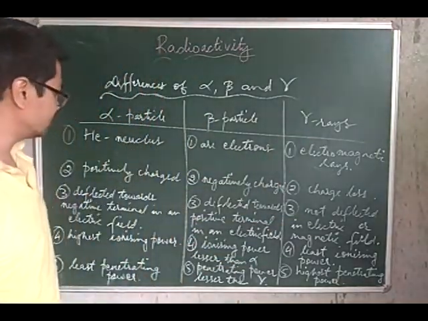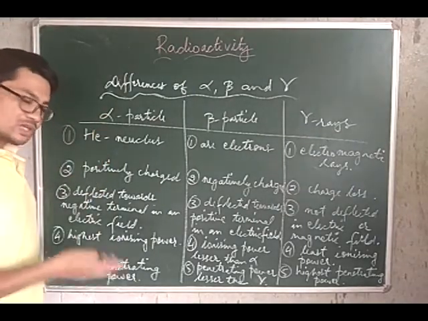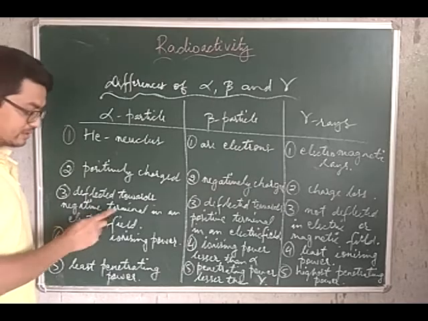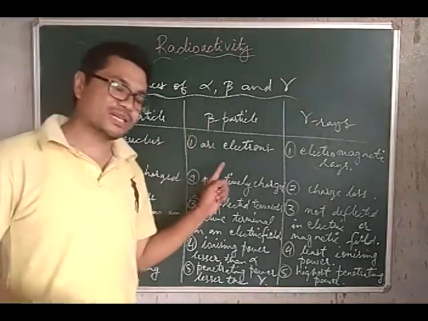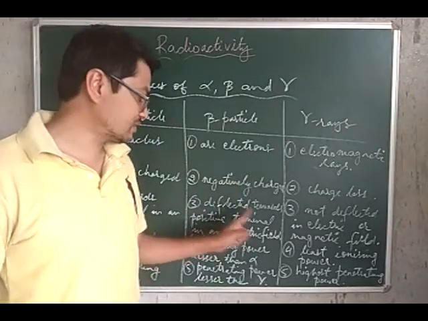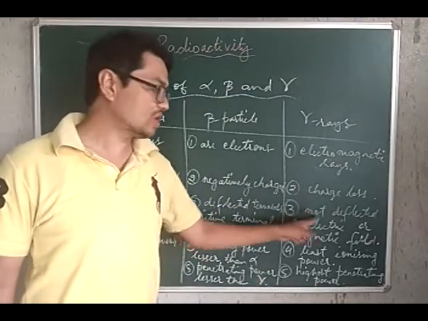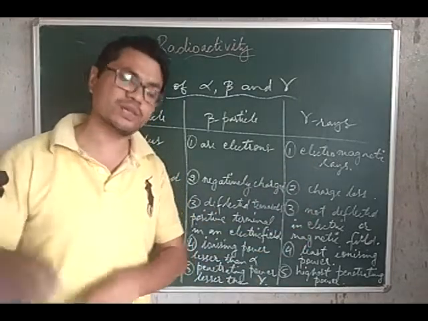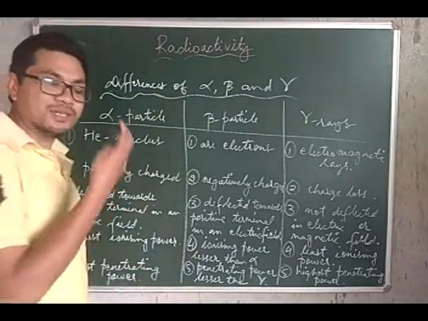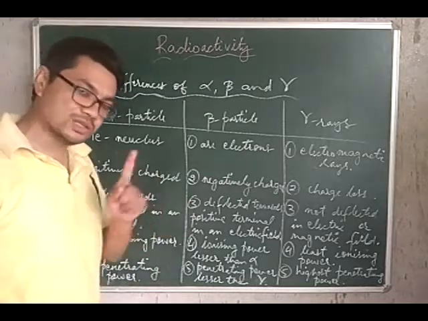no charge whatsoever. Therefore, since alpha is positively charged, it gets deflected towards the negative plate or negative terminal in an electric field. Beta, being negatively charged, gets attracted towards or deflected towards the positive terminal in an electric field. Gamma, being chargeless, is not deflected in an electric field or a magnetic field. Whereas remember, alpha and beta particles, being charged, will be deflected of course in an electric field and of course also in a magnetic field.